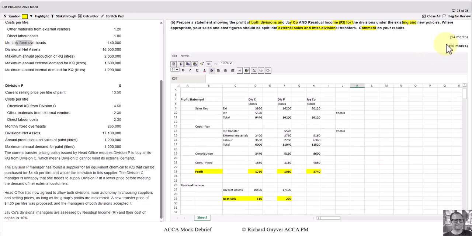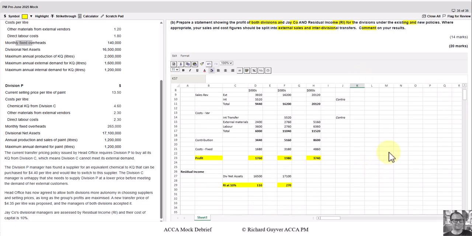It's not clear how many marks are available for comments. It's probably 2, possibly 3. I think it would be more than 1. What's important? Let's take a look.